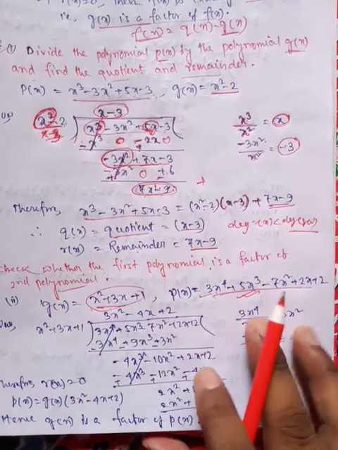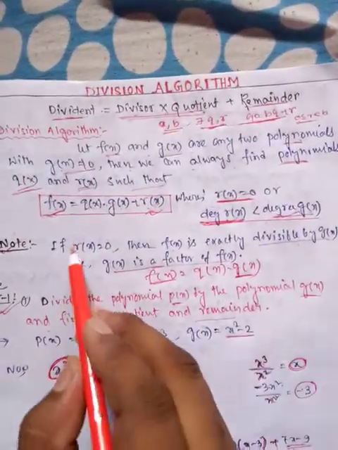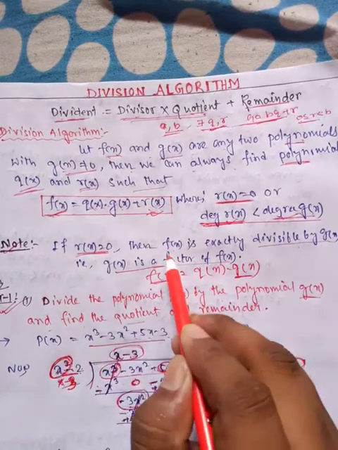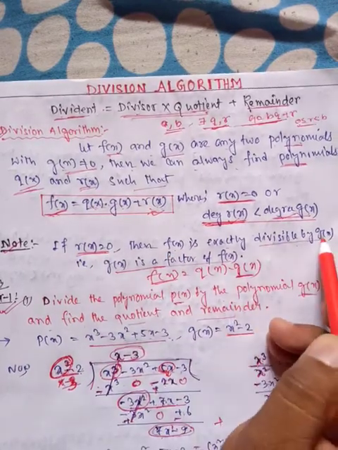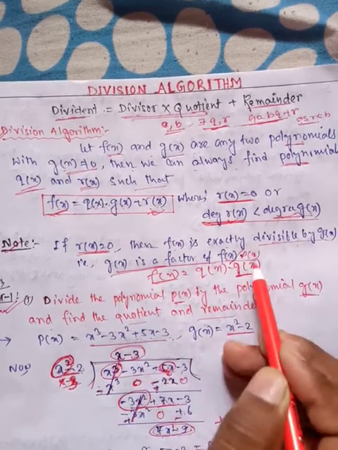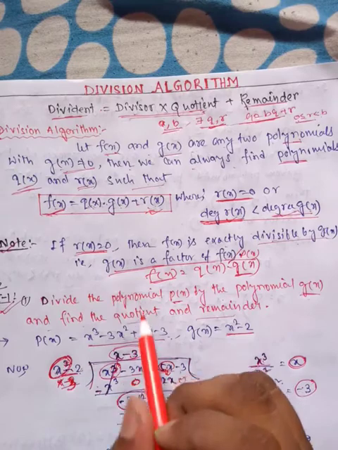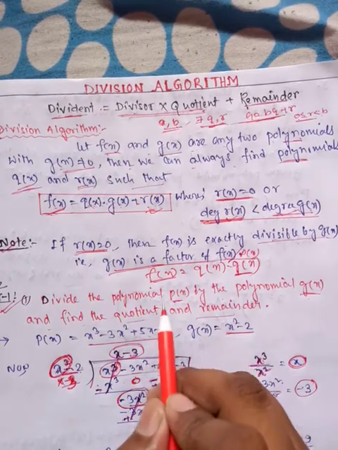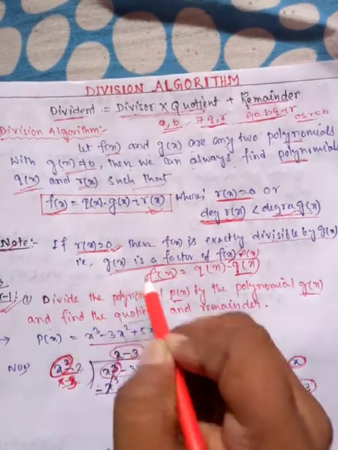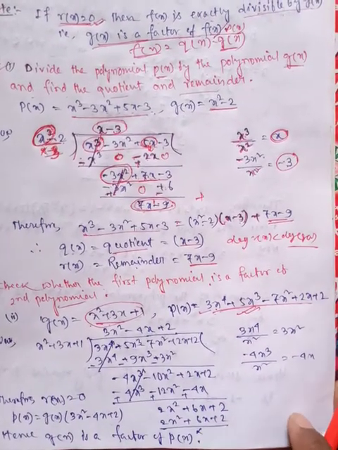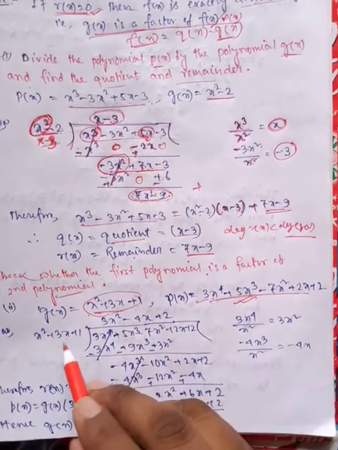You have to check whether gx is a factor of px or not. For that, previously I have discussed that when rx equals 0, then px is exactly divisible by gx, and gx is a factor of the given polynomial px. So the divisor is a factor of the given polynomial if the remainder is 0 when it is divided by the divisor. So let's see what the remainder is when we divide px by gx.